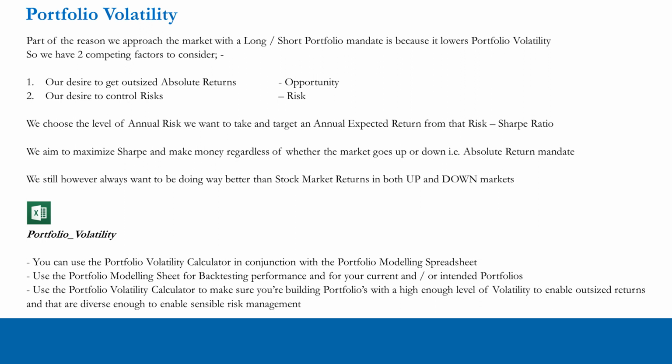We aim to maximize our Sharpe ratio and make money regardless of whether the market goes up or down. We always want to be targeting a return where we do way better than the stock market in both up and down markets. We don't benchmark ourselves versus stock market returns. We just want to make as much money as possible. Our absolute return mandate in both up and down markets. We want to maximize our Sharpe, but of course, we always want to be doing way better than stock market returns.